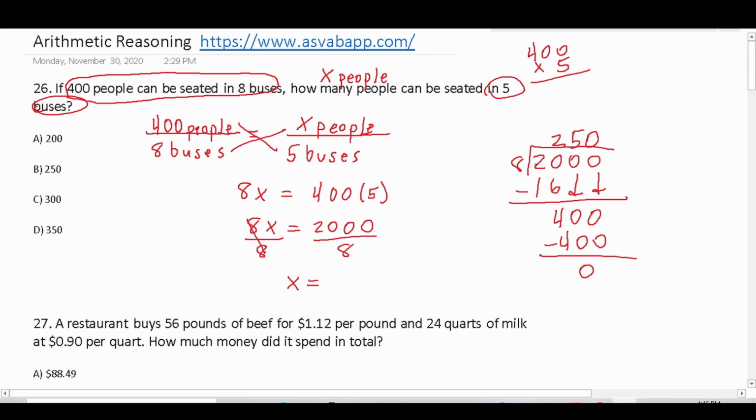In other words, 2,000 divided by 8 is 250, and that's what we're going to put over here. And one of the benefits of labeling your units and your proportion is this. If I look at x in my proportion, I can see that x refers to people, so I know this units is people. And as we can see, that answer choice is, in fact, B.